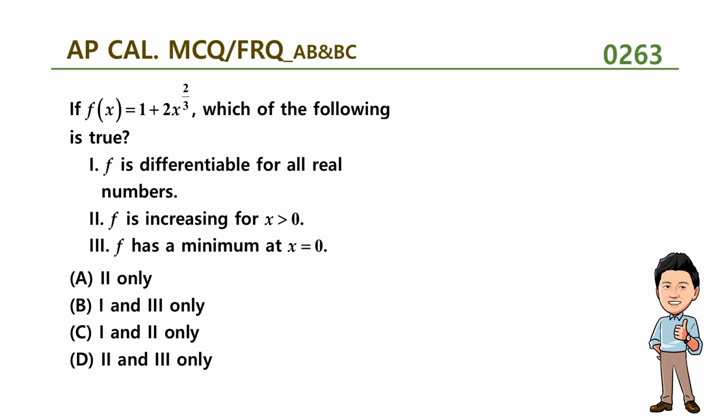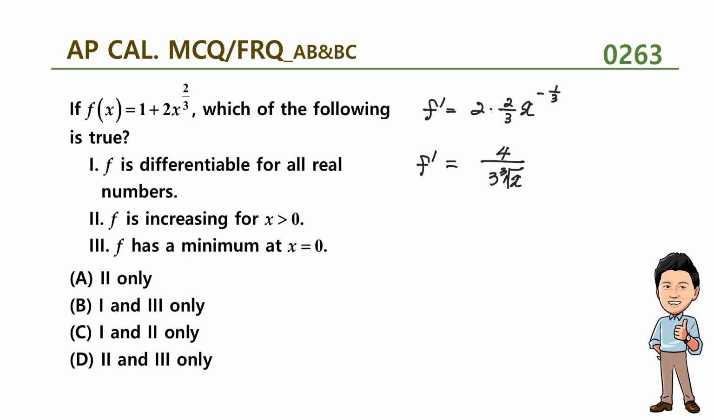and perform the derivative test and see if each of these are true. So the derivative f prime is equal to, the derivative of 1 is 0, so I'm not going to write it. So that's just 2 times the power of 2 over 3, x to the negative 1 over 3, because 2 over 3 minus 1 is negative 1 over 3. So that is equal to 4 over 3 times x to the power of negative 1 over 3. That's the cube root of x in our denominator. So this is our f prime.